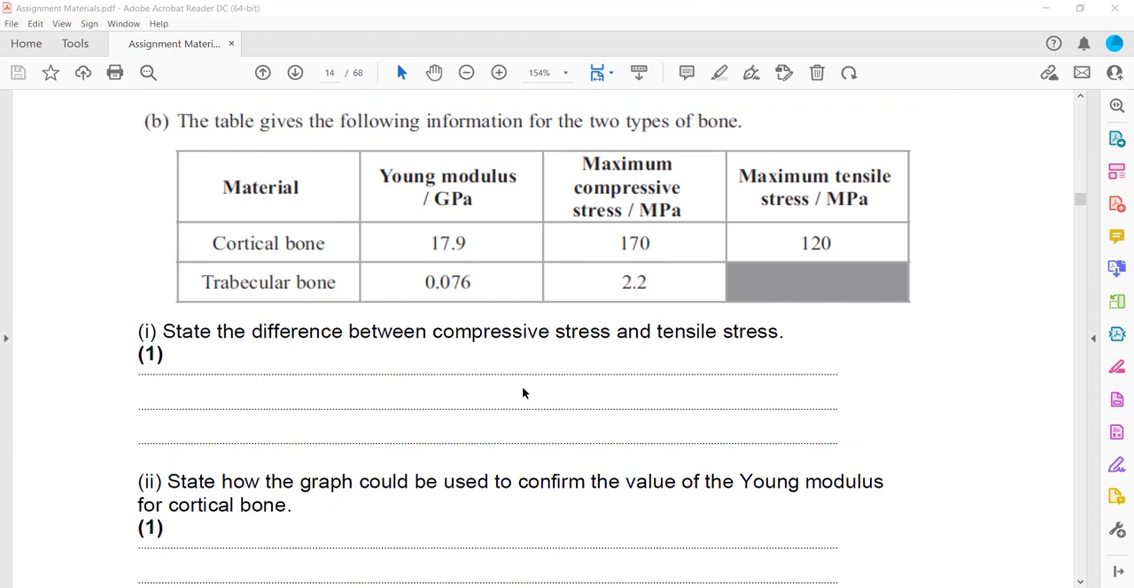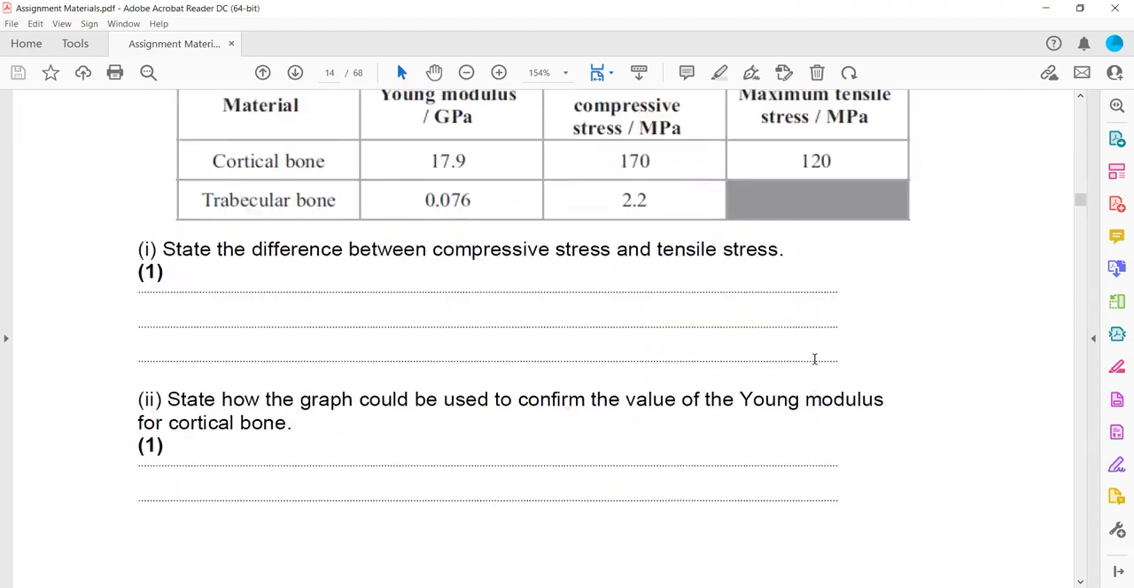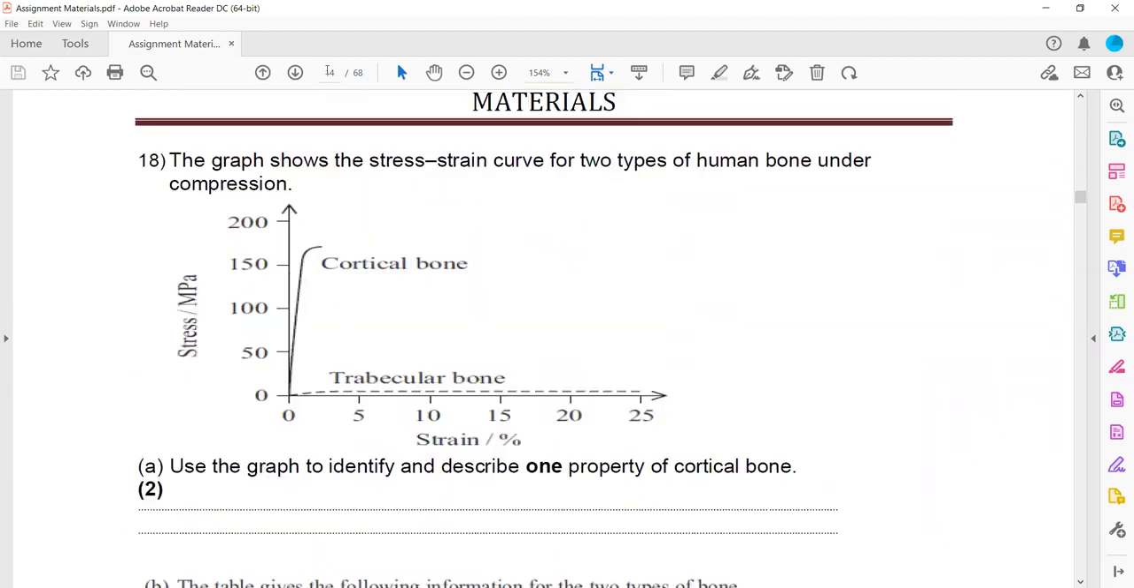Then how the graph shown could be used to confirm the value of the Young's modulus of a cortical bone. Like how we can find the Young modulus of a cortical bone. So what we can do, we can just simply find the gradient of a straight line, not the curve part, the gradient of a straight line to get the value for Young's modulus.